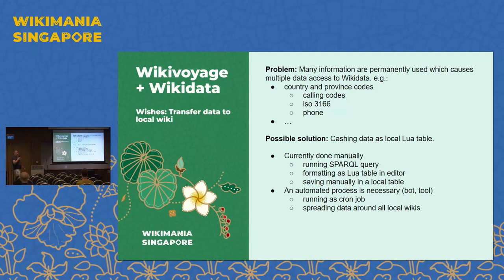It would be cool to have a tool. I don't know if some exist, I'm asking around, that can do it automatically: create a Lua table and save it, maybe as a cron job or a bot. I don't know if a bot exists at the moment, but at the moment it's more manual work to copy this information. But to reduce the access, it's quite useful to have some permanent information in your local wiki.